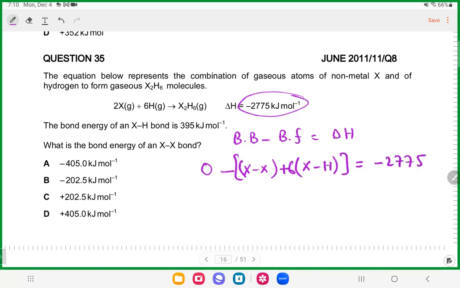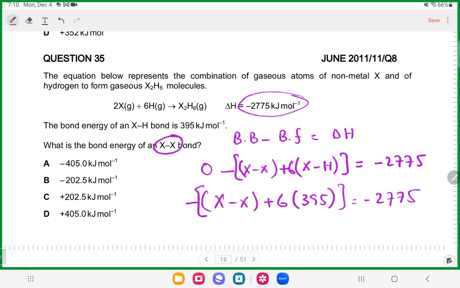2775. Now plug in these values and get the value of X. किसकी वैल्यू चाहिए? XX बॉन्ड. ये वैल्यू आपको चाहिए. 6 times of this value is given, 395, which is equal to minus 2775, and you'll get the positive answer. I think positive 202 is the right answer for this one. Okay.